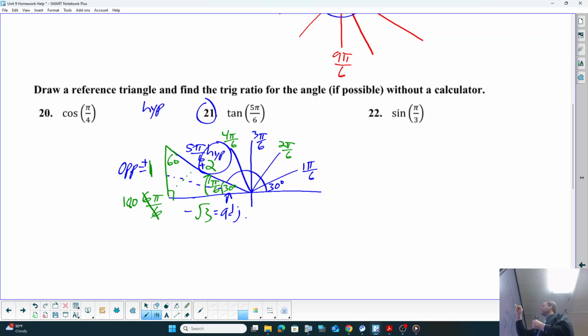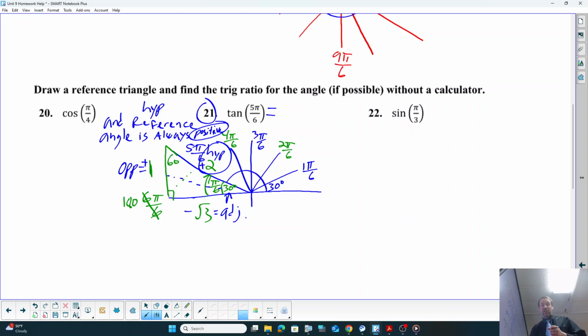Hypotenuse and reference angle. Memorize it. The hypotenuse and reference angle are always positive. Always positive. Okay, so now they want us to do tangent.